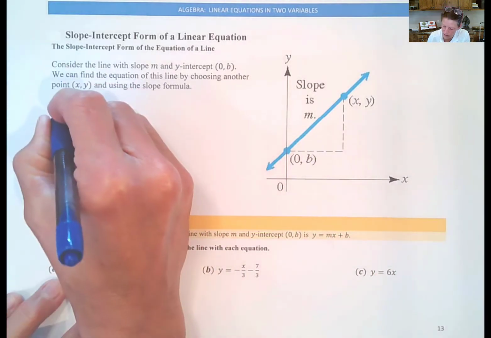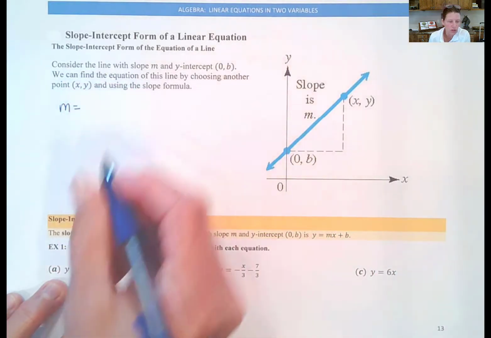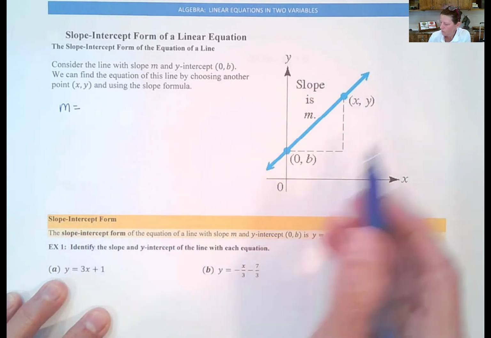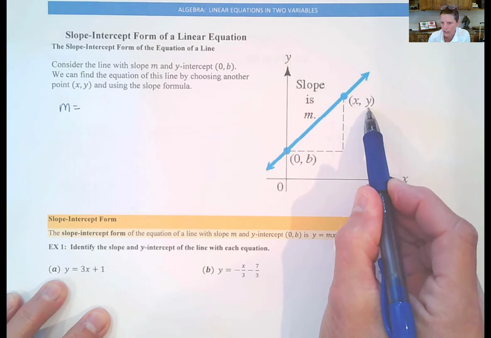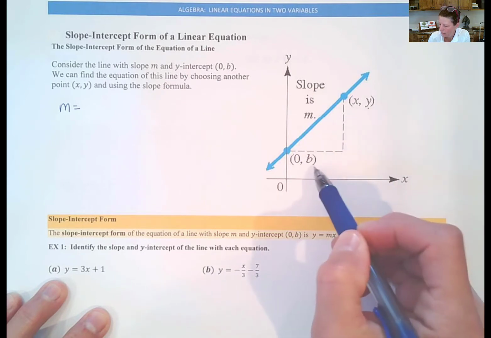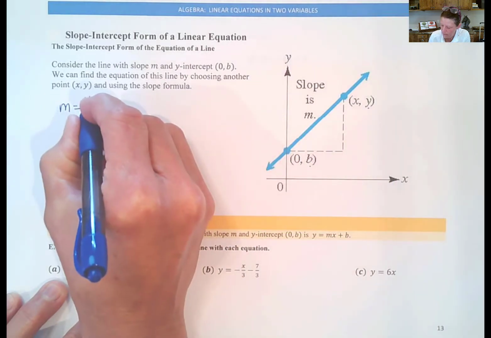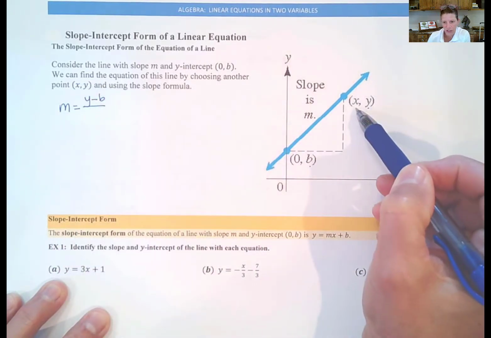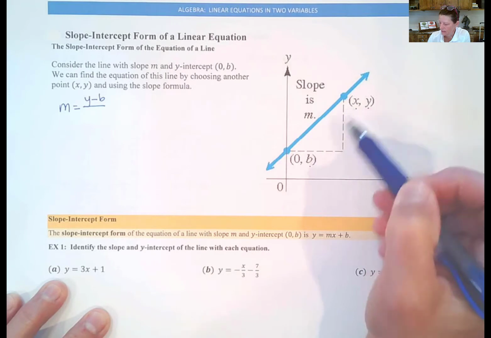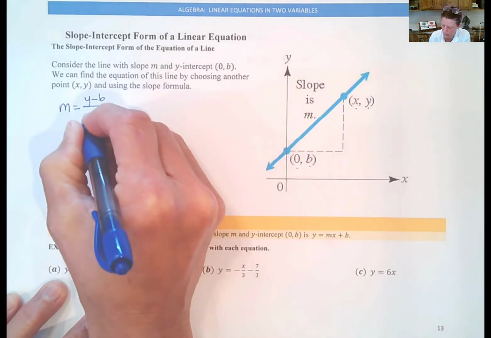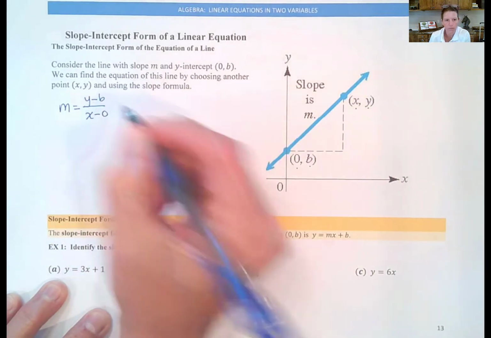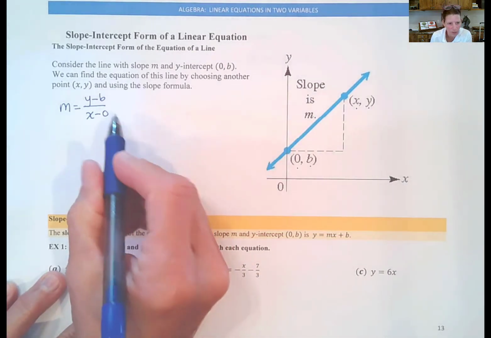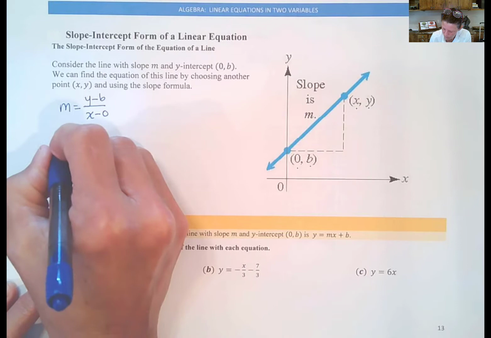Well, the equation of this line comes from use of the slope formula, which is change in y over change in x. So as we subtract our y values, I'm going to choose the order y minus b, change in y, over, now subtract your x values in the same order, x minus 0 in the denominator. Now we're just going to take this formula and we're going to solve for y.